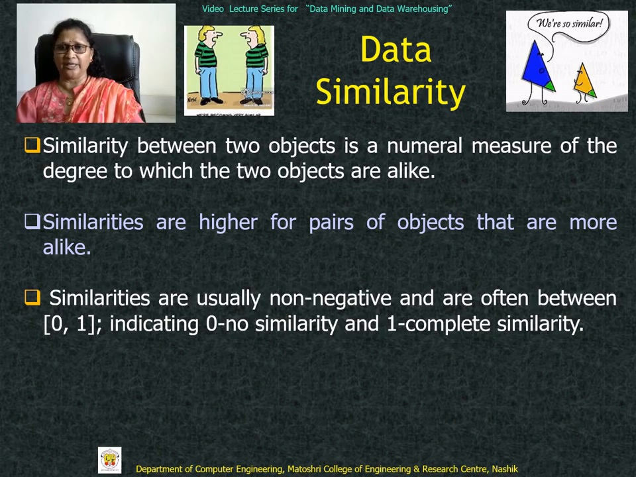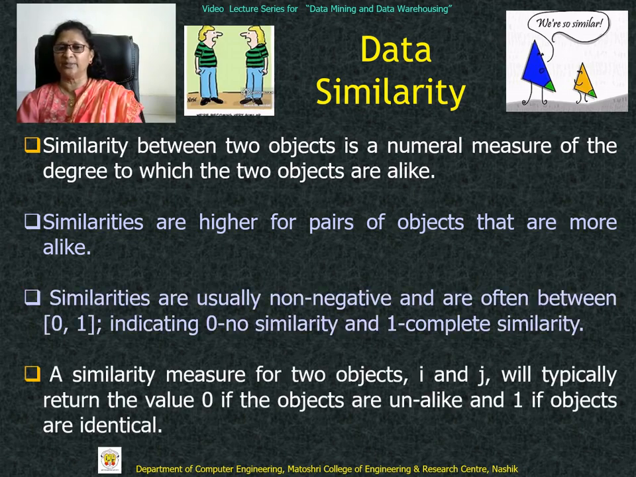Similarities are non-negative. You have to remember a few terms: they are non-negative and they lie between 0 and 1. If the value lies between 0 and 1, we talk about similarity, and when it is 0, we say the objects are totally dissimilar. And when this similarity measure comes out to be 1, we say the objects are exactly similar to each other. So when we compute similarity between two objects, how do we compute it?